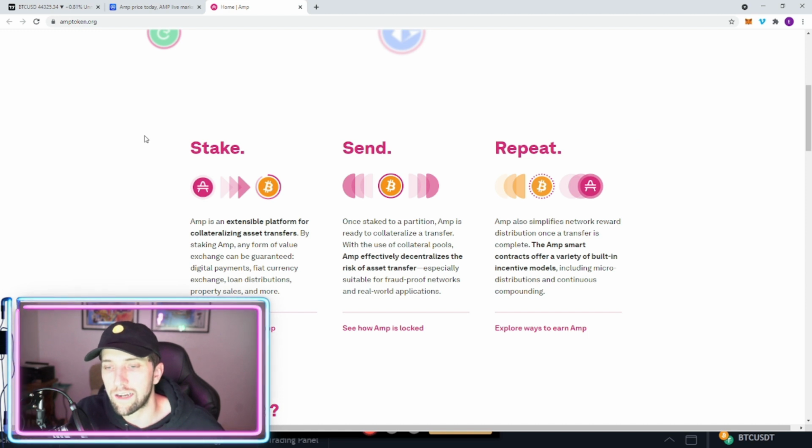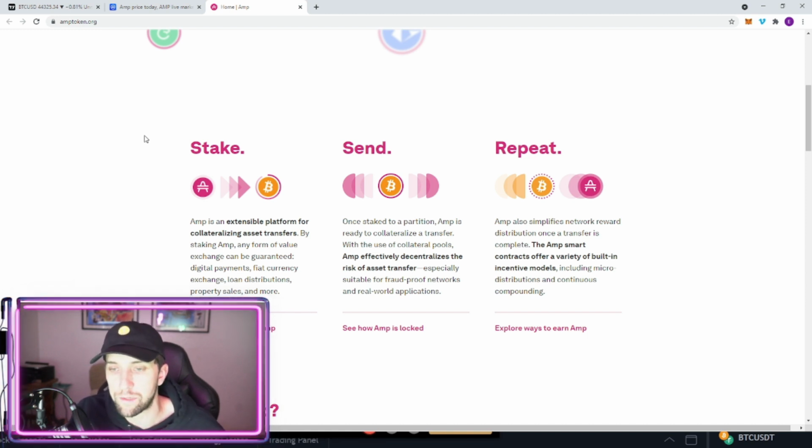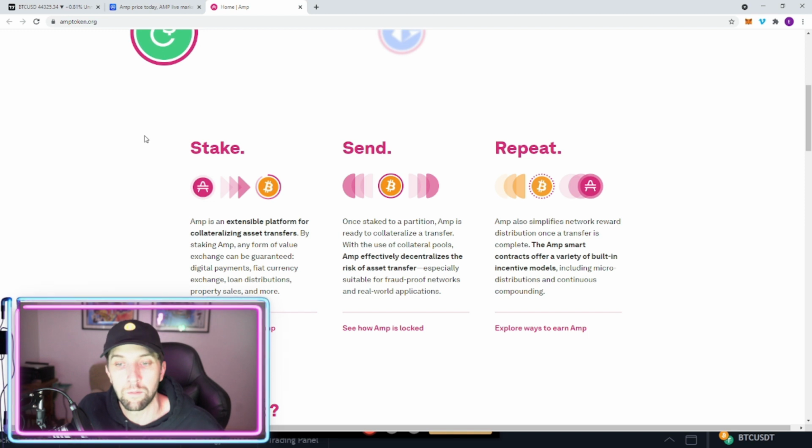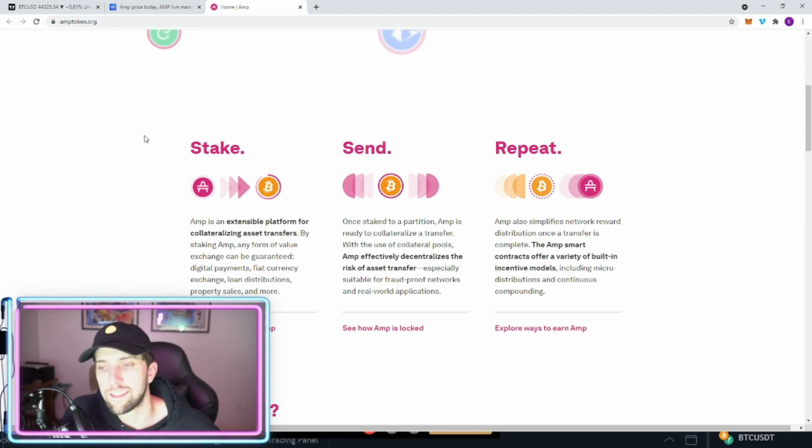So when you stake on AMP, you can get money back from the exchange in multiple different types of ways, from digital payments to fiat currency to exchanges. So your return from staking AMP is going to be a multitude of things. It's going to be digital payments, fiat currency exchanges, loan distributions, property sales, and more. And once it's staked to a partition, AMP is ready to collateralize a transfer.